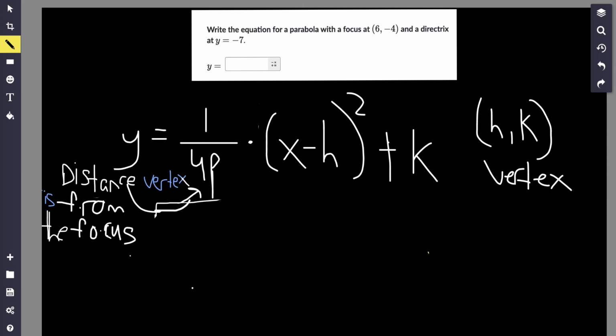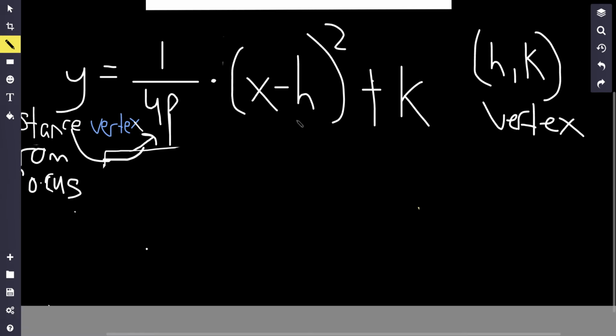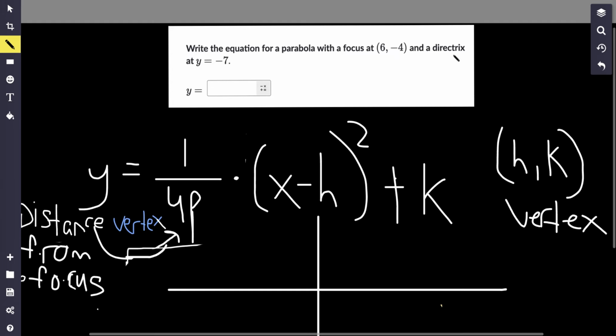Write the equation for a parabola with a focus at this point and a directrix at y is equal to -7. So this problem is tricky because they don't tell us where the vertex is. They only tell us where the focus and directrix are. So how do we approach this?